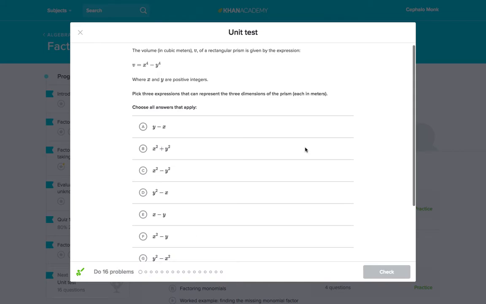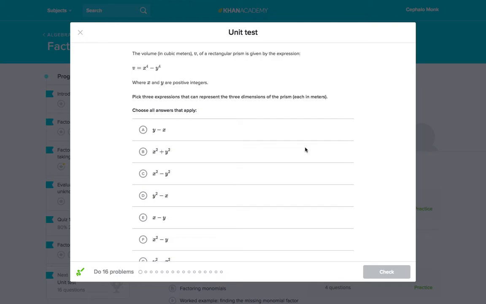Pick three expressions that can represent the three dimensions of the prism. Three dimensions. So you have a rectangular prism. Is that just a cube, or something that appears like a cube, but it's rectangular? I'm guessing it just wants length, width, and height.